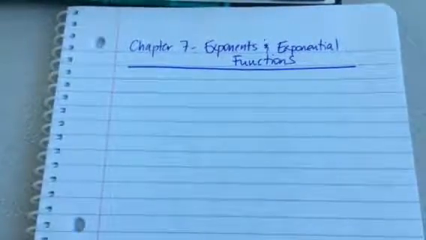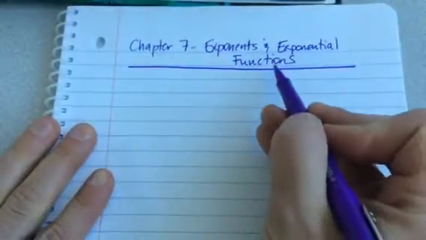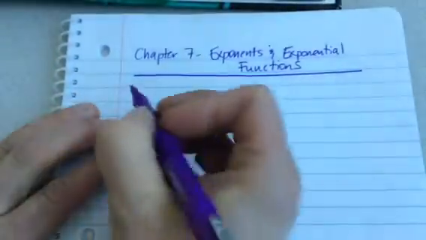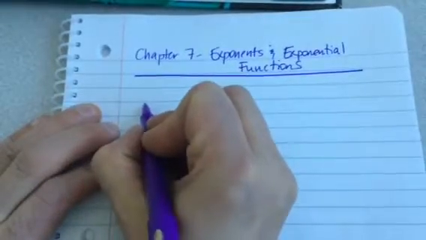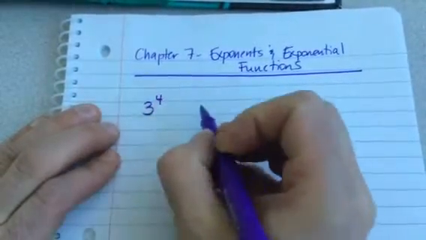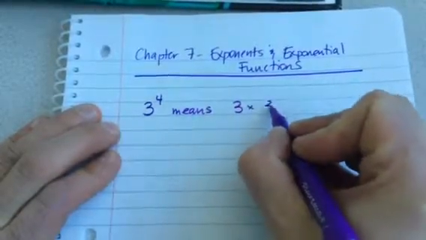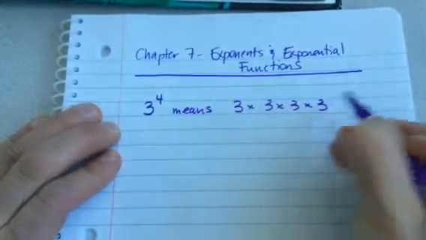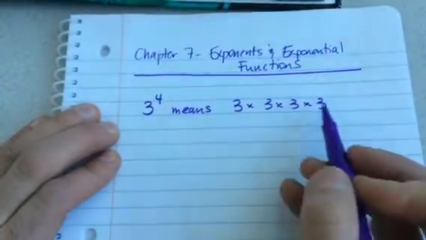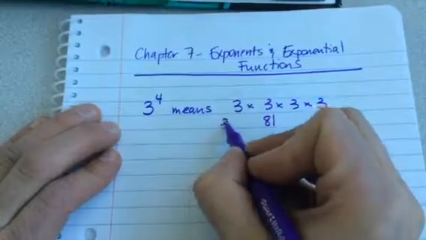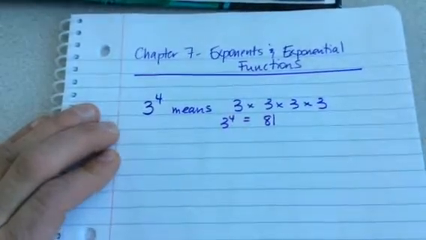Okay, we're moving on to chapter 7, which is all about exponents and exponential functions. So first we're going to just remind ourselves what exponents mean. If we've got 3 to the power of 4, this means 3 times 3 times 3 times 3, right? And if we multiplied all of that out, we would get 81. So in fact, 3 to the 4th is equal to 81.